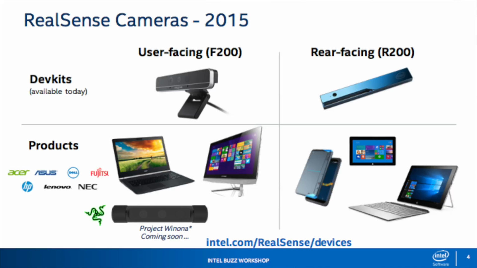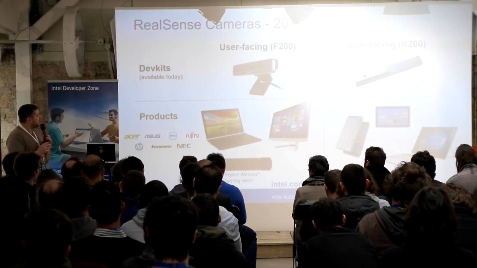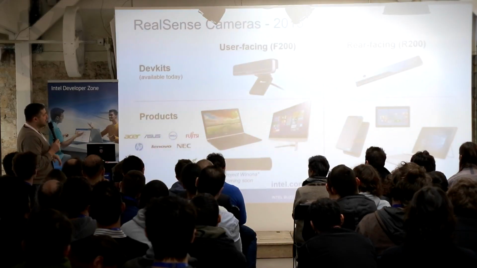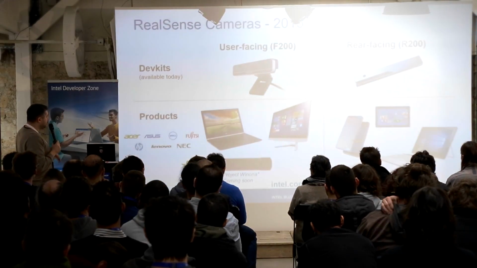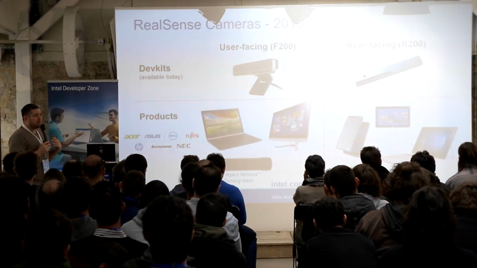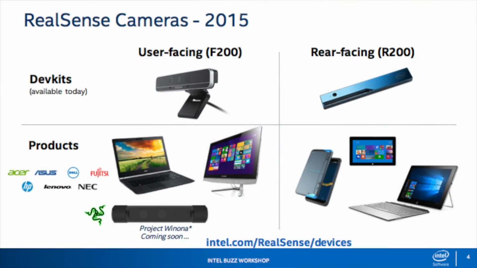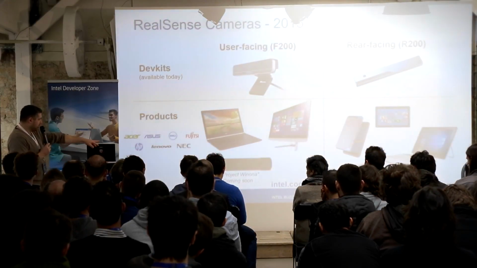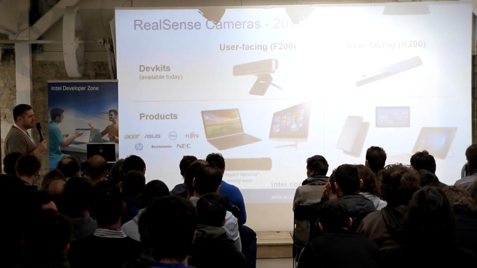We have two types of cameras, front-facing and world-facing. We have developer kits available today for both front-facing and world-facing. If you have some nice ideas of applications which can benefit from Realsense, let me know and we'll try to get you a camera. If you want to just develop by yourselves, you can buy these cameras. I have a link on another slide. You can buy them for around $99.